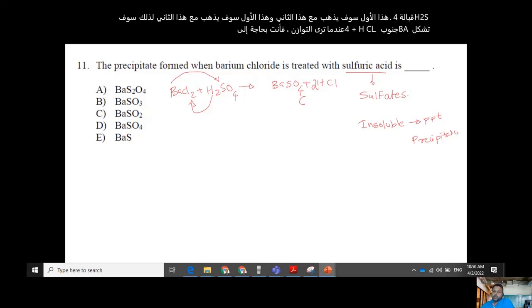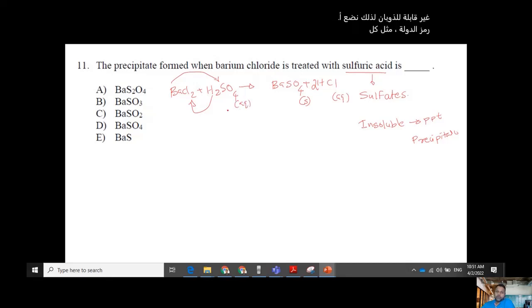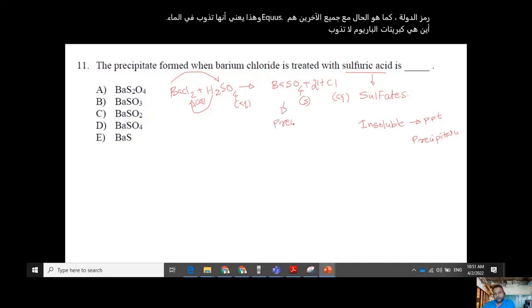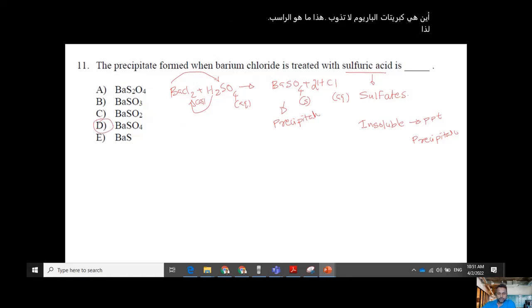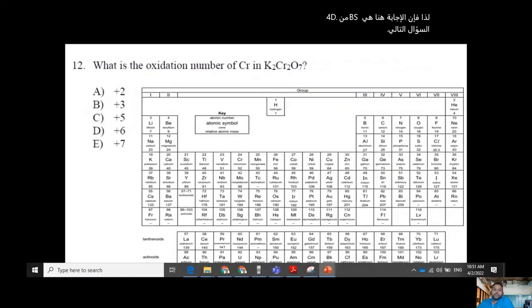BaSO4 is insoluble, so we put a state symbol s. All others are aqueous, that means they dissolve in water, whereas barium sulfate does not dissolve. That is the precipitate. So the answer here is BaSO4. Next question. It's about the oxidation number.